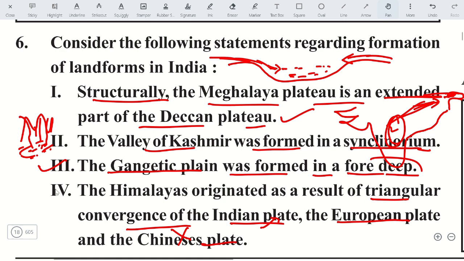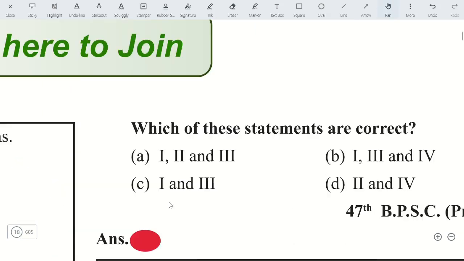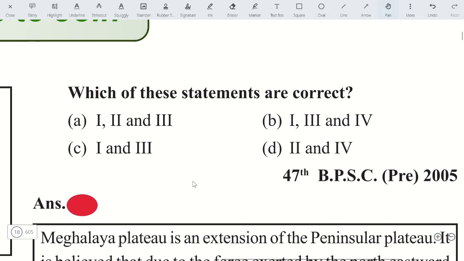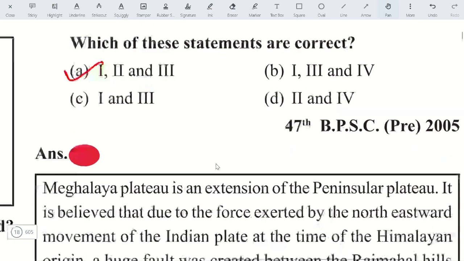Let's check out the options. This fourth statement is wrong. 1, 2, 3 is correct. Then let's see the options. Here we have options. So what will be correct? A option will be correct: 1, 2, and 3. Let's move on to the next question.